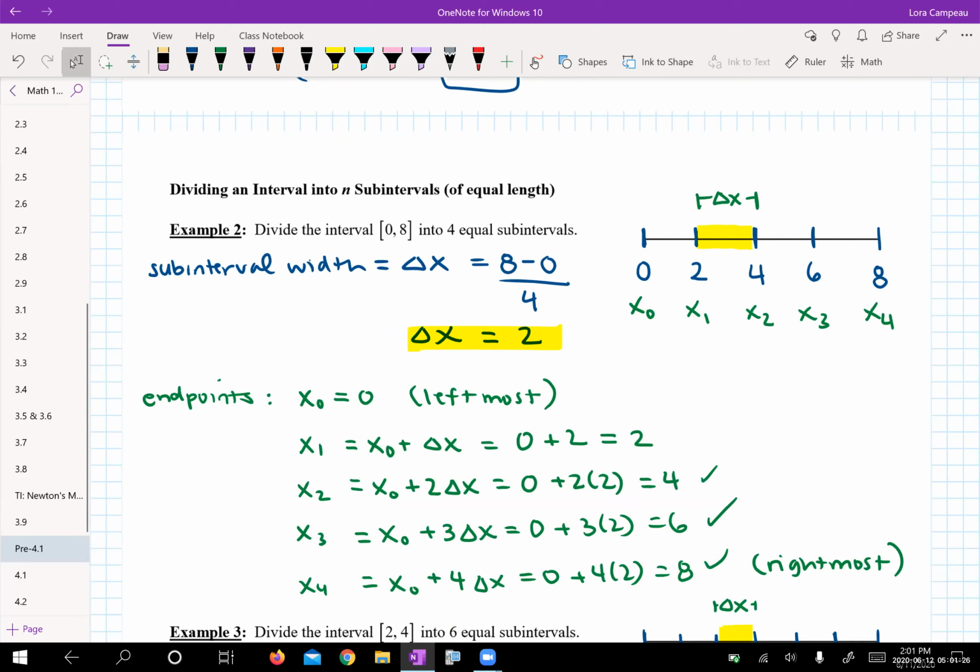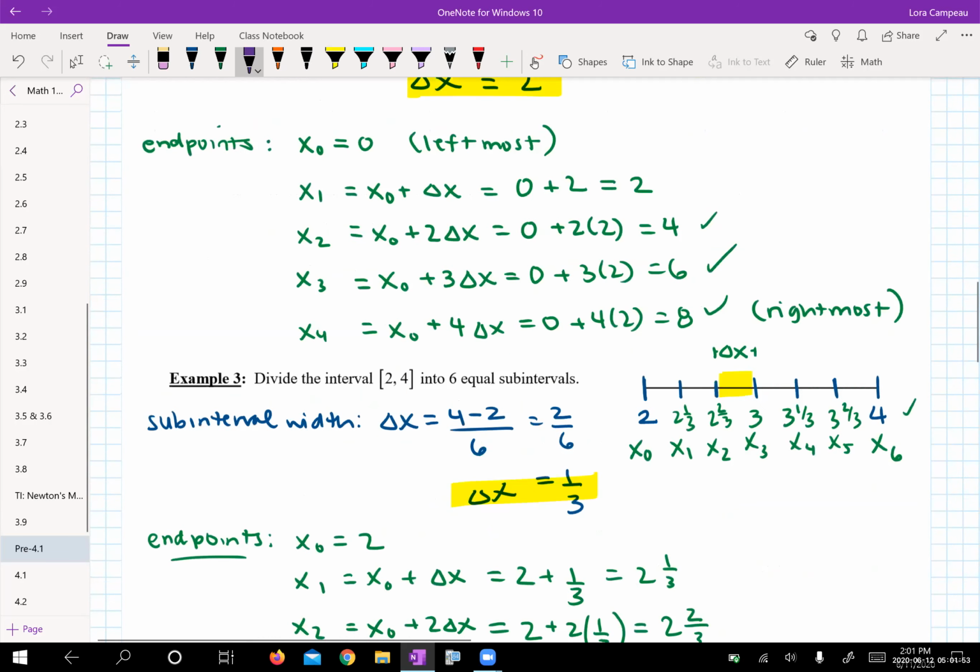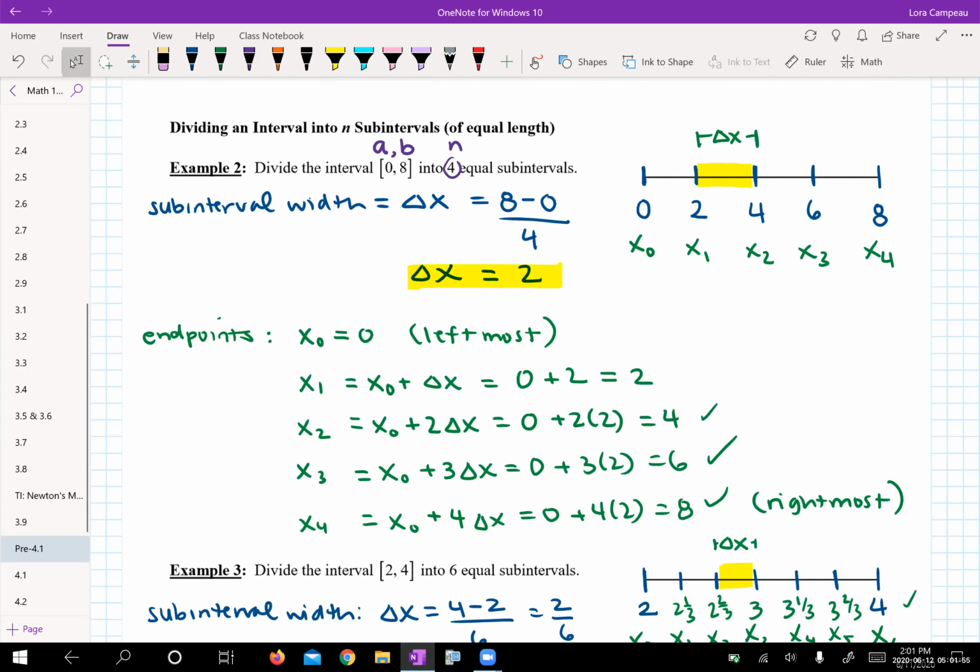And a lot of times, instead of calling them 0 and 8 with nice numbers, you end up saying that the left endpoint is called A, the right endpoint is called B, excuse me, I'm getting my lefts and rights confused already. And that's where we're getting our particular formula from. The number of subintervals is called n. And so you notice if we wanted subinterval width, b minus a, 8 minus 0 over 4 subintervals.